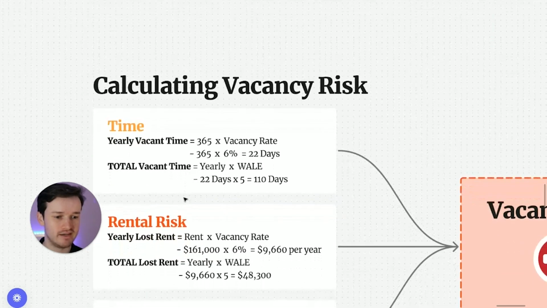Now let's actually analyze the rental risk. Over those 110 days, what sort of loss of rental income am I going to have from this property? So to calculate this, you use the rent and you times that by the vacancy rate. So the rent was $161,000 a year. We times that by the 6%. That means each year, the loss of rental income is going to be $9,600 a year if the property is vacant. Because it's a 5-year lease, let's assume we're going to times it by 5 years. So that means once the tenant doesn't renew and the property goes vacant for 110 days, the loss of rental income is going to be $48,000.